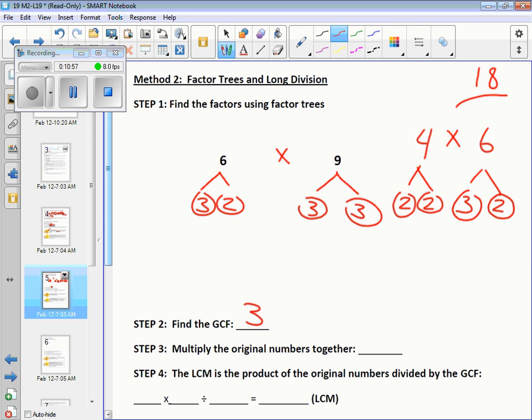That's method 2. So sometimes skip counting works better, sometimes method 2 works better. Disadvantage, Jay already brought it up.